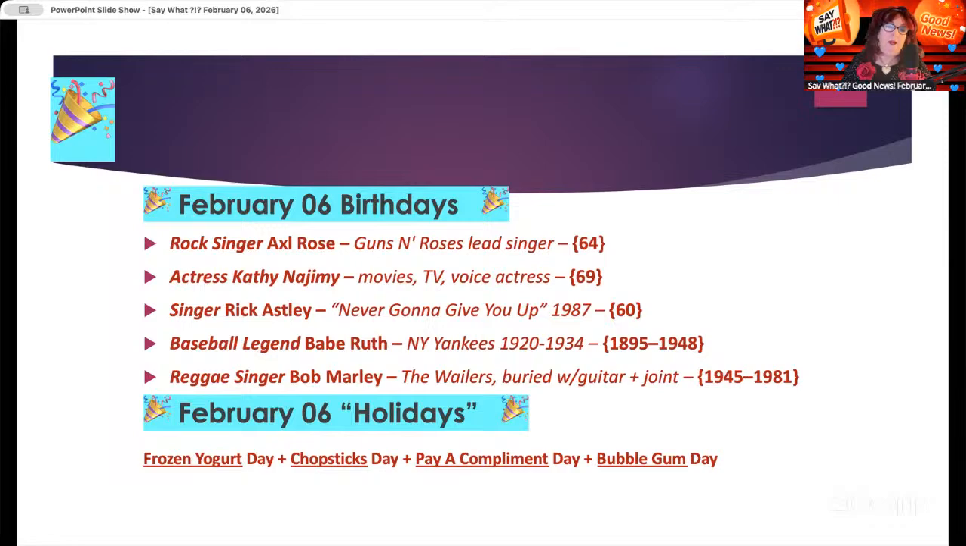In memoriam, baseball legend Babe Ruth from the New York Yankees from 1920 to 34. So many home runs, so many records. He was born today in 1895, lived to 1948. And reggae singer Bob Marley from the Wailers and Alone. He was buried with a guitar, a joint, and other kinds of things. I'll leave you to imagine what the rest of them were. Soccer ball. Born today in 1945, left us in 1981.